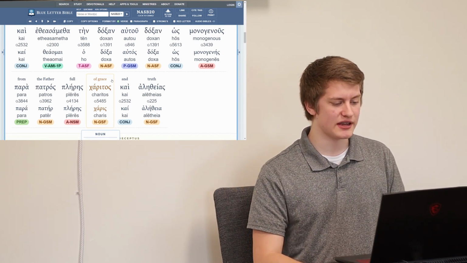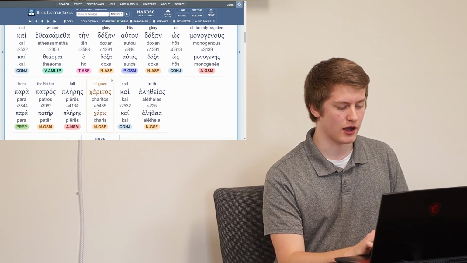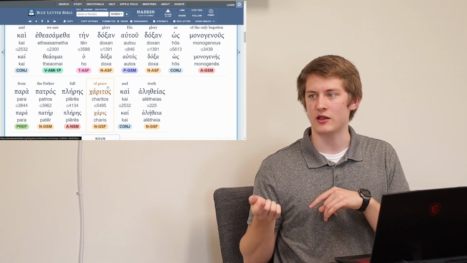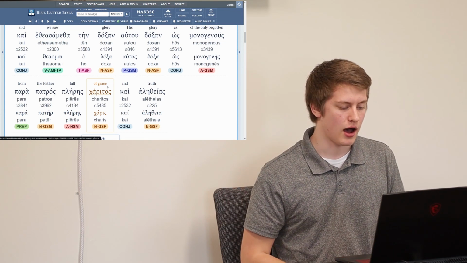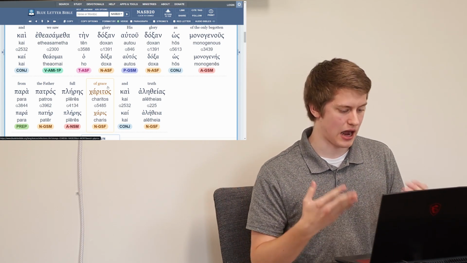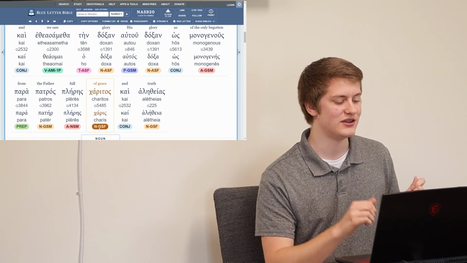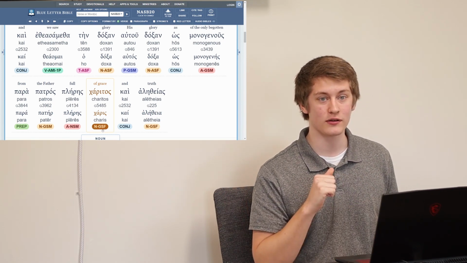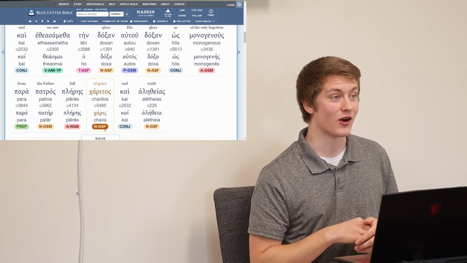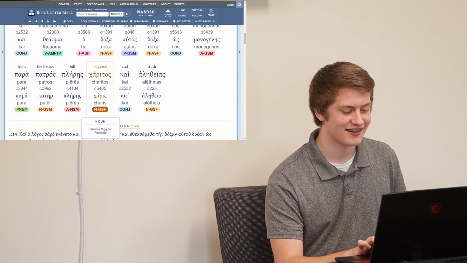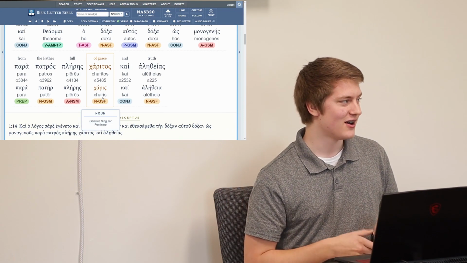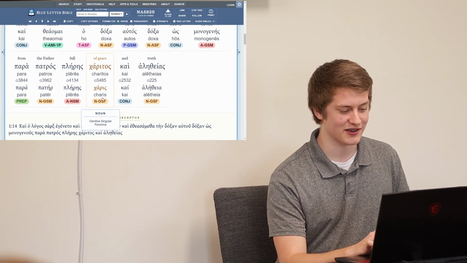Next word we're going to really take a close look at is grace, a word we already kind of looked at in Ephesians 2:8. It's a noun, and the G is for genitive, the S is for singular, and the F is for feminine. Yes, very good. 100% on this one. Genitive, singular, feminine.